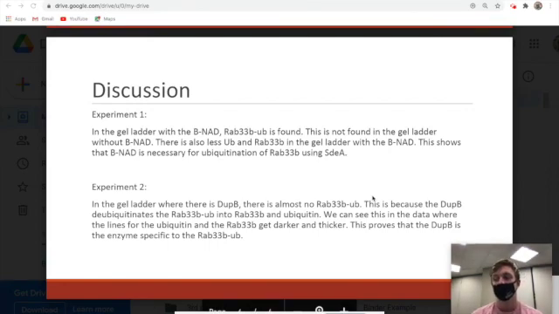This supports our hypothesis that the DUPB is the enzyme specific to the RAB33B-UB, and this also proves the other hypothesis that the DUPB catalyzes the reaction. Our data supports the information we have learned in the lecture about ubiquitination and deubiquitination.